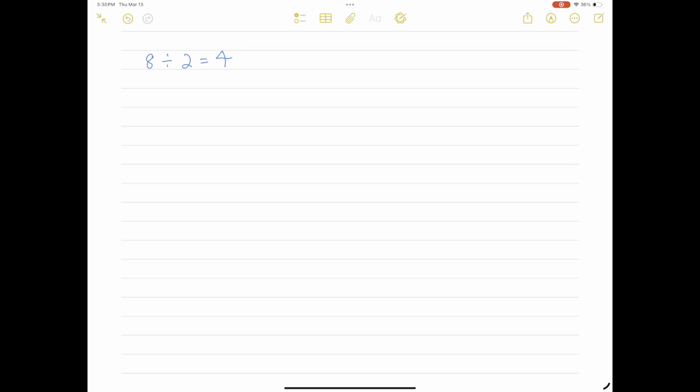8 divided by 2 equals 4. Negative 8 divided by negative 2 also equals 4, that is positive 4. 8 divided by negative 2 equals negative 4, and negative 8 divided by positive 2 also equals negative 4.